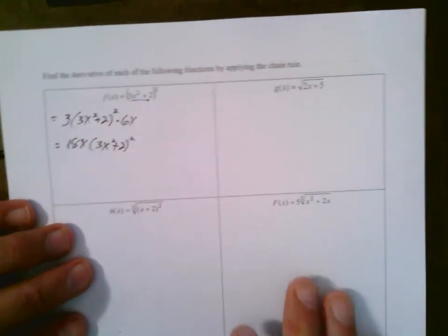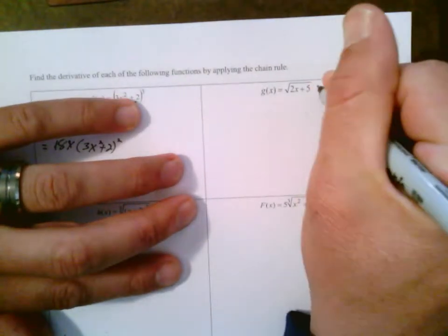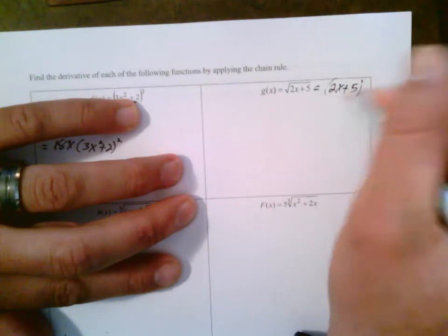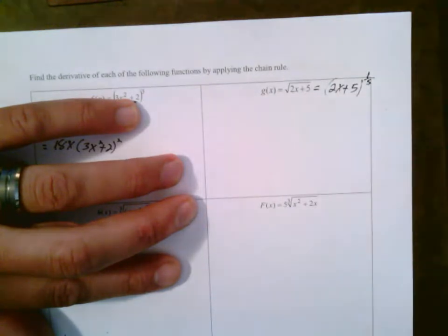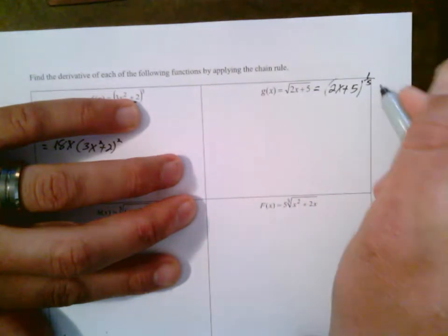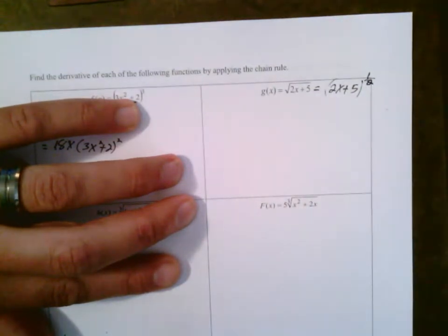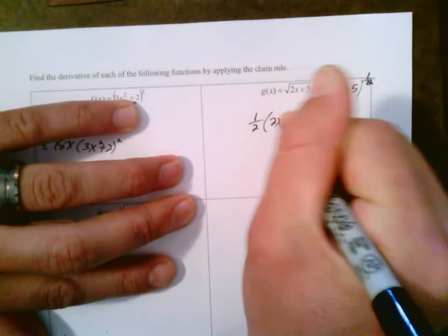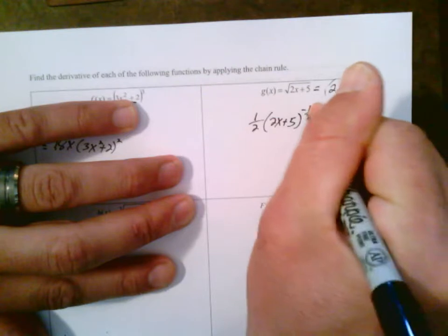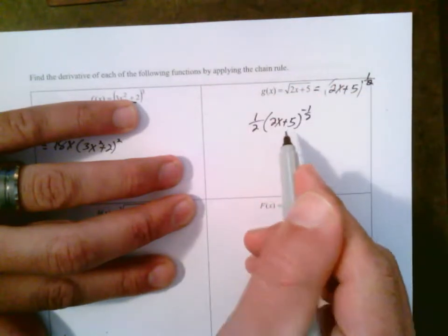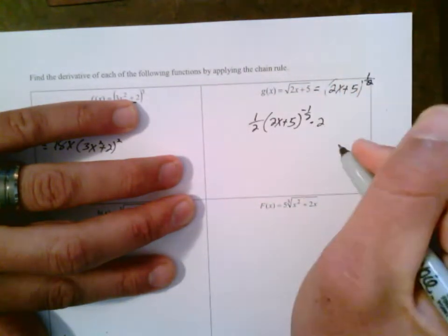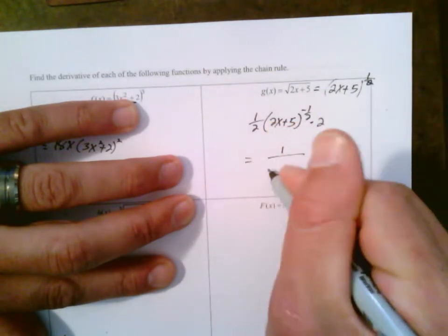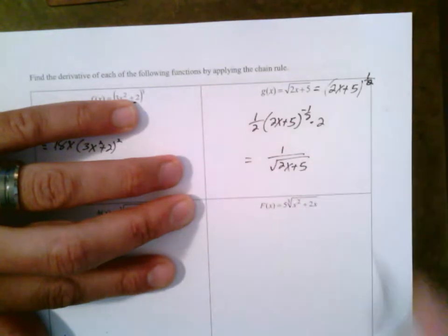Next example. This is 2x plus 5 to the 1/2. Hopefully at this point in the semester you've gotten okay with rational exponents. Bring your 1/2 out front. 2x plus 5 to the negative 1/2. Derivative of what's inside, 2. Everything cancels. I'm left with 1 over square root of 2x plus 5.